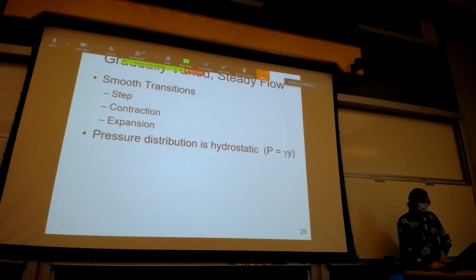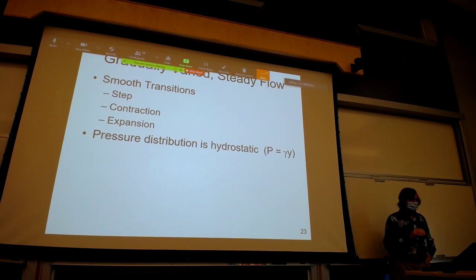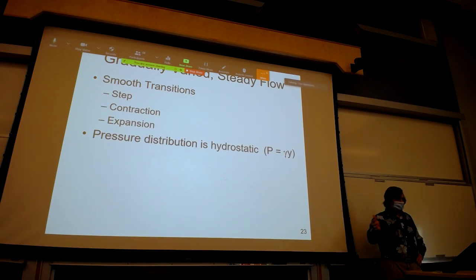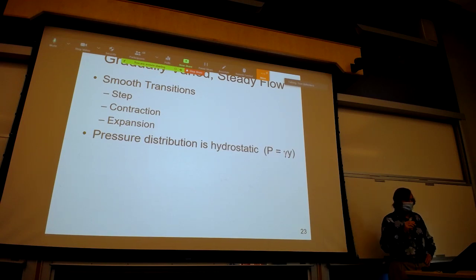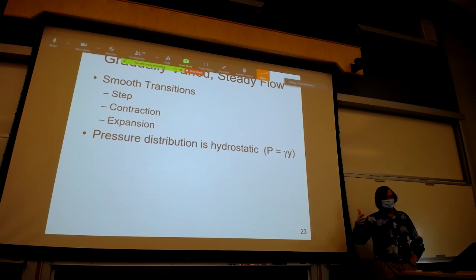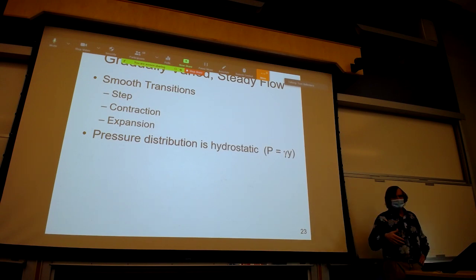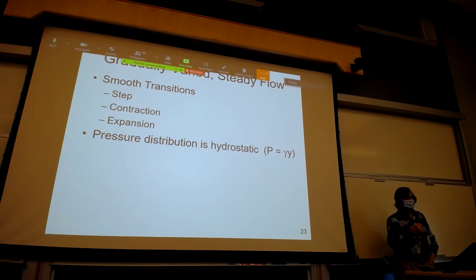So, if we had gradually varied steady flow, when would we get gradually varied? Remember, steady means the discharge is constant throughout the system with time. Gradually varied or non-uniform means that as you move through the system, you're changing the depth of flow, cross-sectional area, and therefore the velocity. Where you get gradually varied steady flow, and we'll be doing examples of this next time, would be in smooth transitions, such as a step, a contraction, an expansion, everything you find in a real channel.